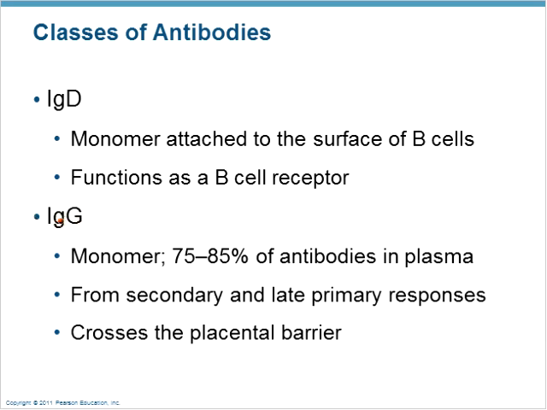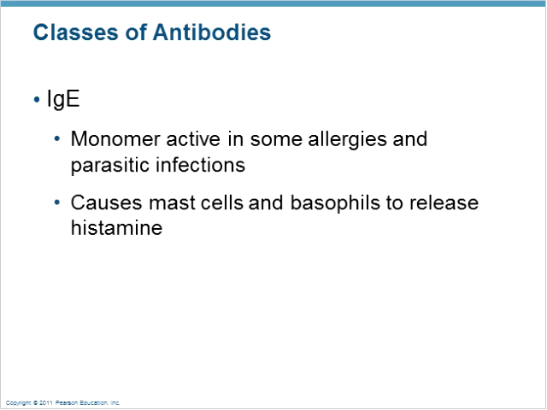And it crosses the placental barrier. So IgG antibodies cross the placental barrier. That's very important, and we'll talk more about that when we talk about the reproductive system. We'll talk about how IgG antibodies can be destructive to the baby during that.